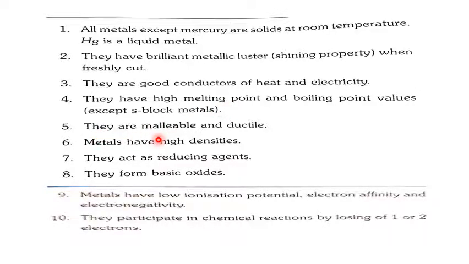They are malleable and ductile. Metals have high densities. They act as reducing agents. They form basic oxides. Next, metals have low ionization potential, electron affinity and electronegativity. Next, they participate in chemical reactions by losing one or two electrons. This is about the characteristics of metals.